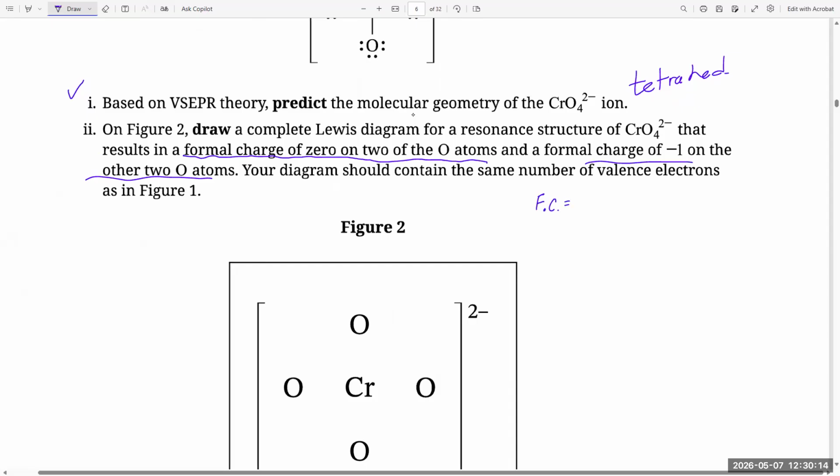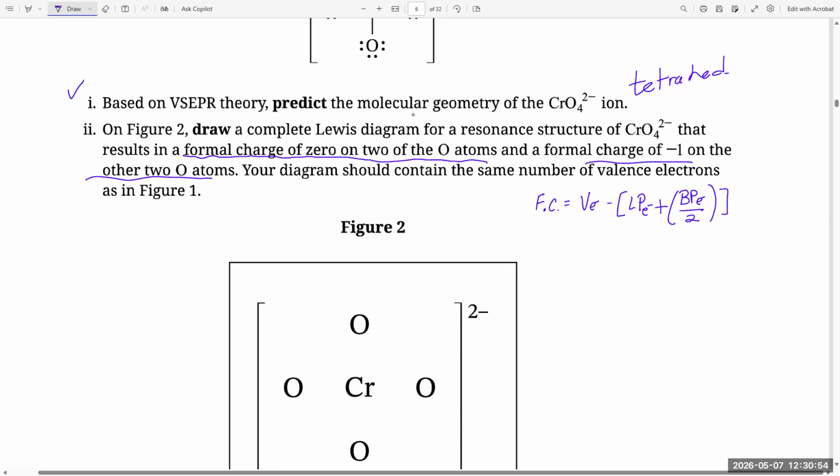What is formal charge? Formal charge is calculated as, at least in my classes, the total number of valence electrons minus the quantity of the lone pair electrons plus the bonding pair electrons divided by 2. This looks terrible. Sorry. Let's do that again. That's a plus symbol, and that's what it should be.